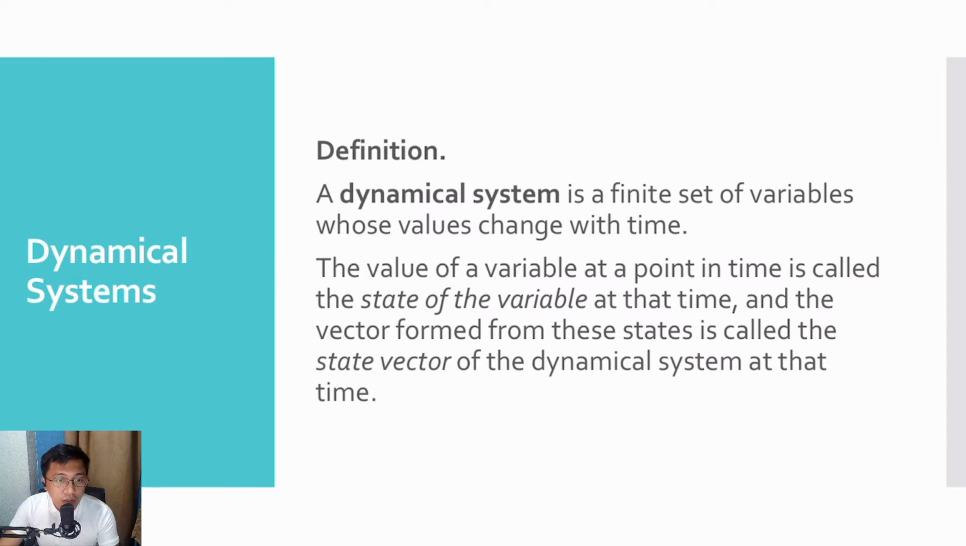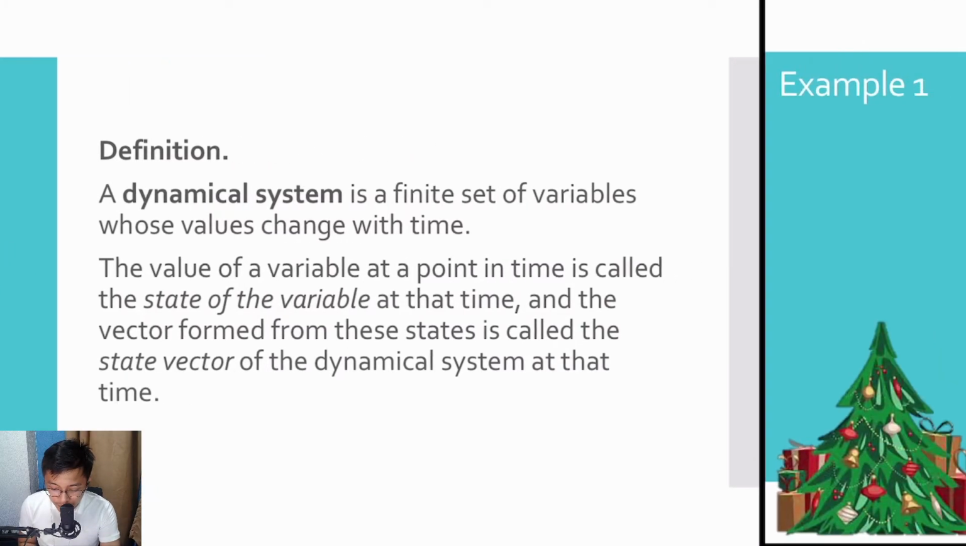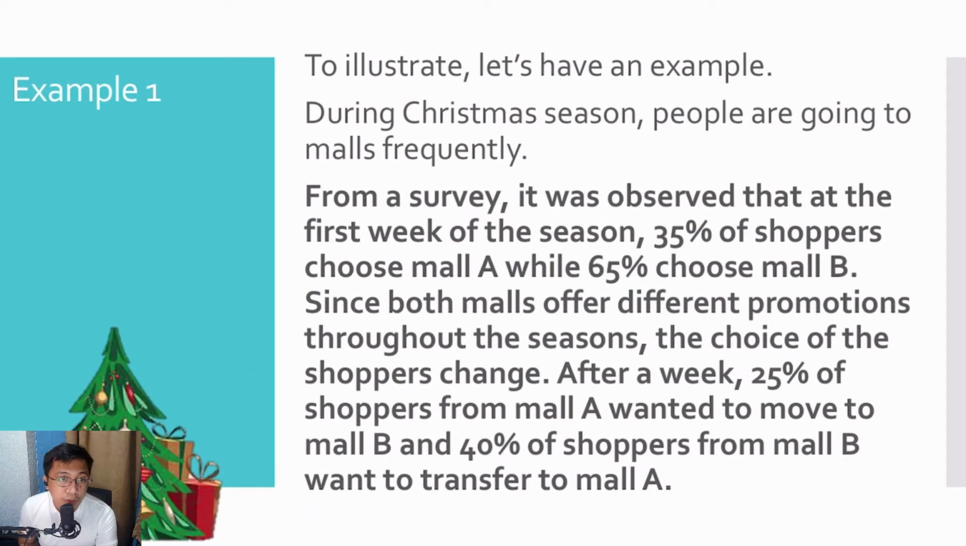Okay. The value of these variables at a point in time will be called the state of the variable at that specific time. And then the vector that will be formed from these states will be called your state vector. So we will be using the term state vectors all throughout the discussion. Now, let's have an illustration.